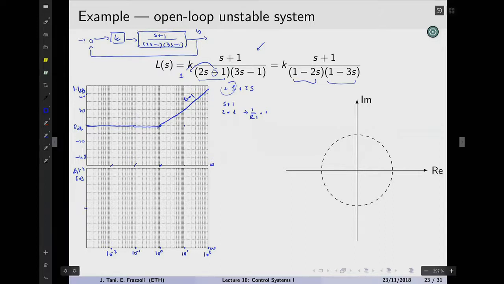So suppose this is 0 degrees. Let's suppose this is minus 90. This is minus 180. This is 90. This is 180. So what goes on?